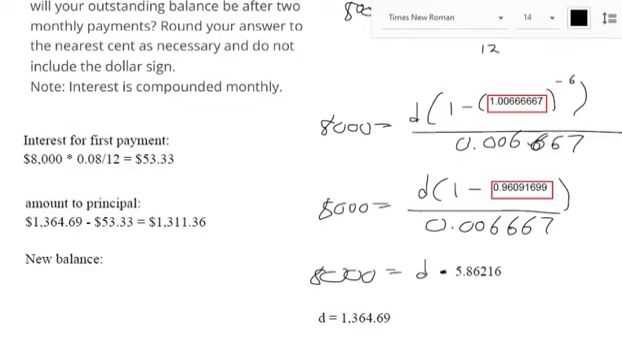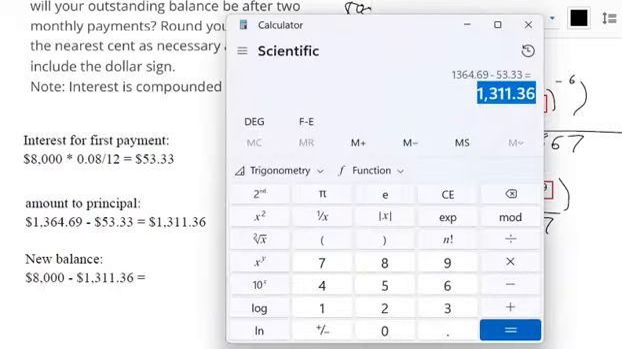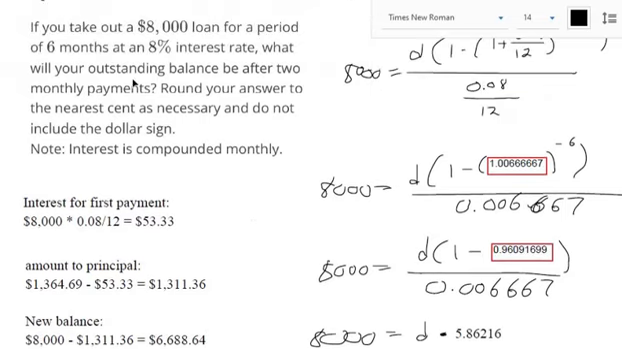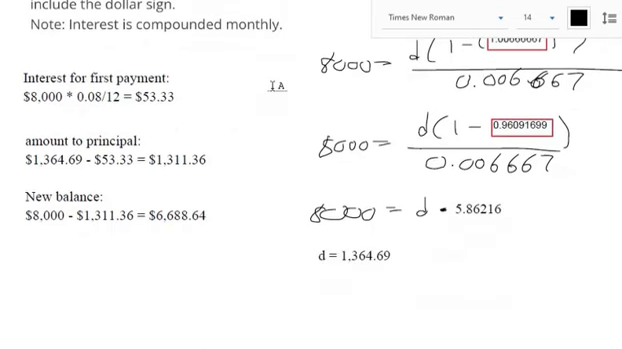Okay, so our new balance on the loan, you take the $8,000 and subtract what goes to the principal, and that's how much we owe them after the first month. So we still owe them $6,688.64. Okay, but we got to do that again because they said how much after the second payment. So the interest for the second payment, we still owe them $6,688.64, and the interest rate hasn't changed. It's the same every month.